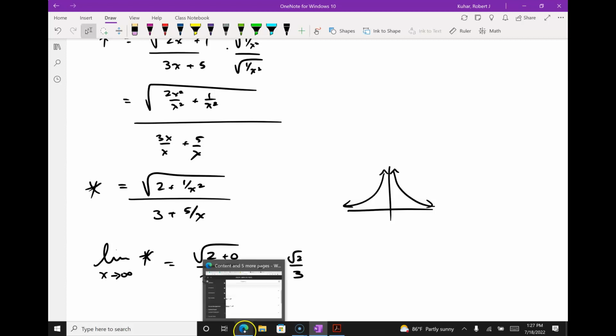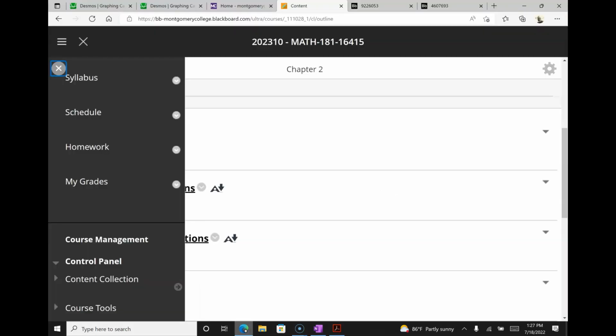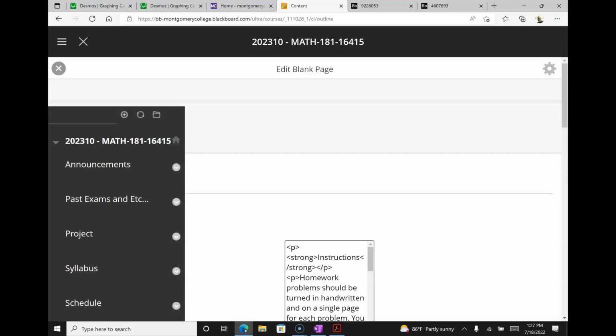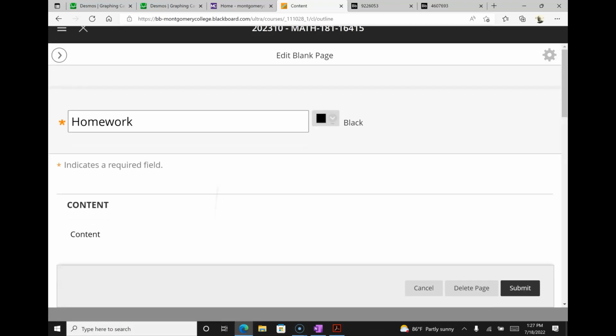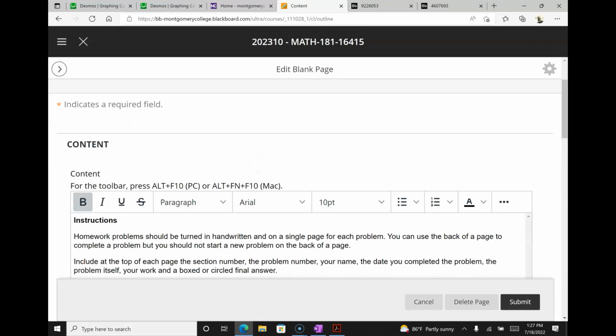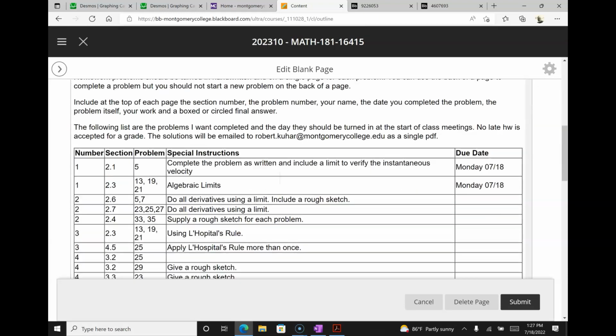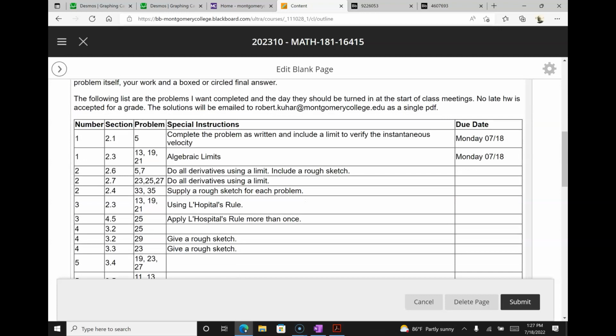Do I assign anything from that section? No. Why don't I assign anything from that section? It's too easy. Nice, let's take some quizzes.